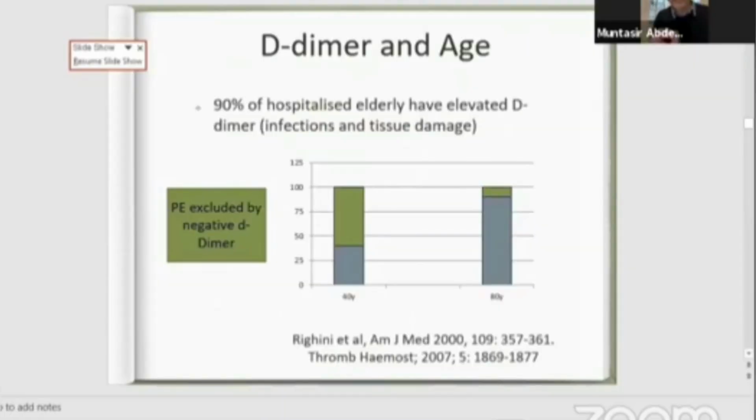If you look at the other one, with the patients aged 40, you find that the green part is slightly bigger, and the number of PE found with positive D-dimer is more. And therefore, D-dimer might be good in excluding PE in young age, and is not very good in elderly age.